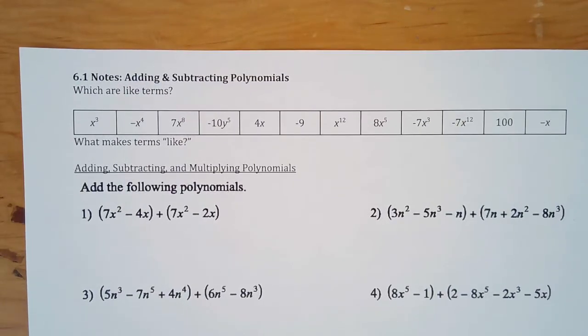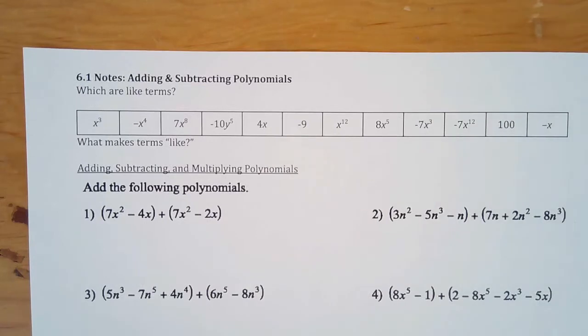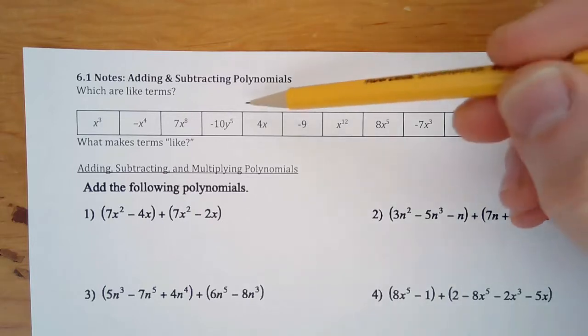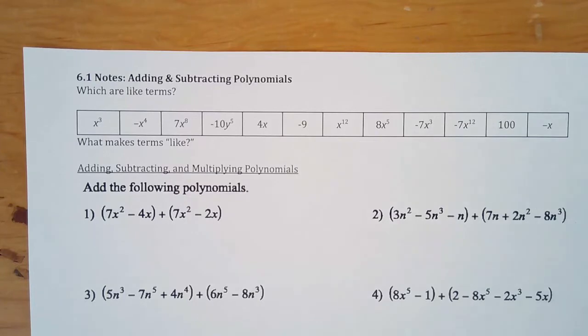You've learned about this before, but what makes terms like? Well, part of what makes terms like is they have the same variable. So most of these have an x in them. There's one that has y. There's a couple that are just constants. But there's something else other than just the variable. They have to have the same exponent on that variable.